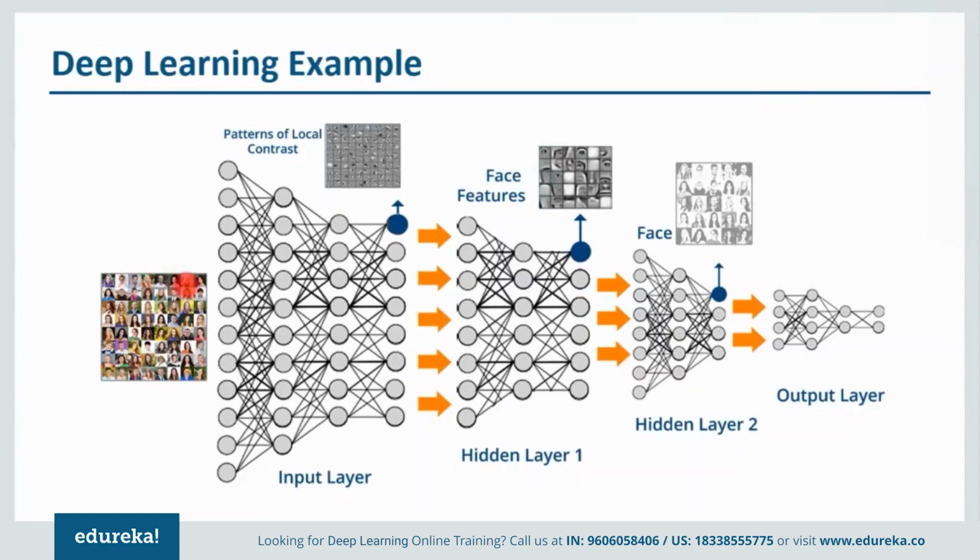We provide this raw data to the first layer, the input layer. Then this input layer will determine the patterns of local contrast, which means that it will differentiate on the basis of colors and luminosity and all those things. So it will differentiate those things.